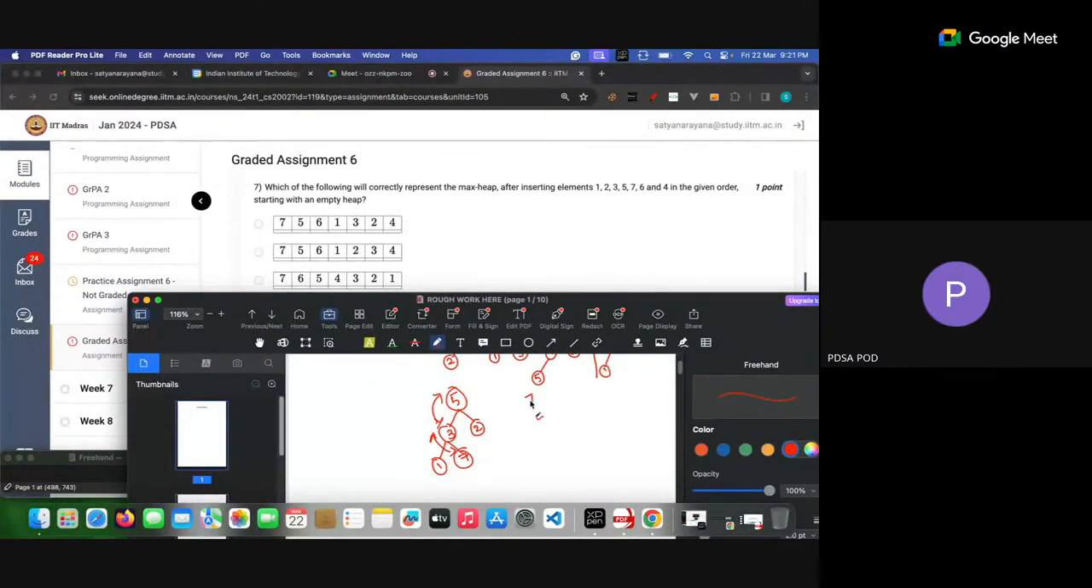Yes, sir. So that 7 is going to the first. Then its left is 5, right is 2. Then 5's left is 1 as it is. No change in this. 5's right is 3. Okay.